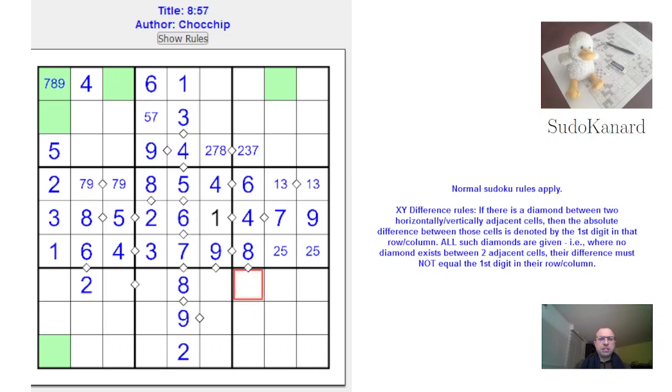So what are the options? It's not 1, 4, 6, and it's at most 7. So it could still be a 2. No, not a 2, because it would put a 6 into this cell. Perhaps a 3 with a 5, 4, or a 5 with a 3, or a 7 here with a 1 there. Yes, that's correct.